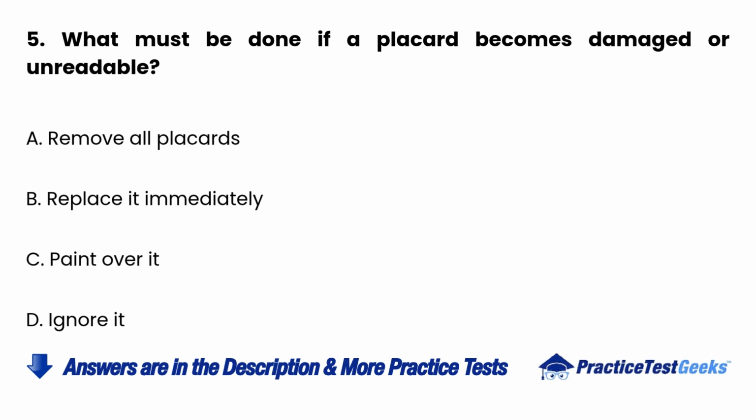5. What must be done if a placard becomes damaged or unreadable? A. Remove all placards. B. Replace it immediately. C. Paint over it. D. Ignore it.